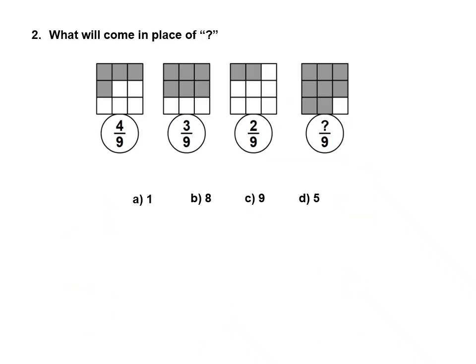Starting with second question, what will come in place of this question mark? These 4 portions are shaded. So the fraction is 4 out of 9. These 3 portions are unshaded. So the fraction is 3 by 9. These 2 portions are shaded, the fraction is 2 by 9. So firstly we took shaded, then unshaded, then shaded. So now it will be unshaded. Unshaded is 1. So what will come in place of this question mark? It will be 1 out of 9. I hope this is clear.